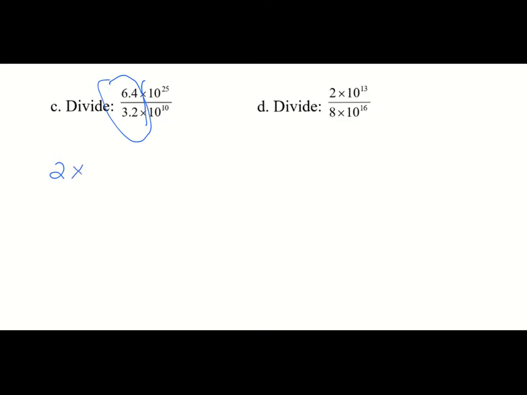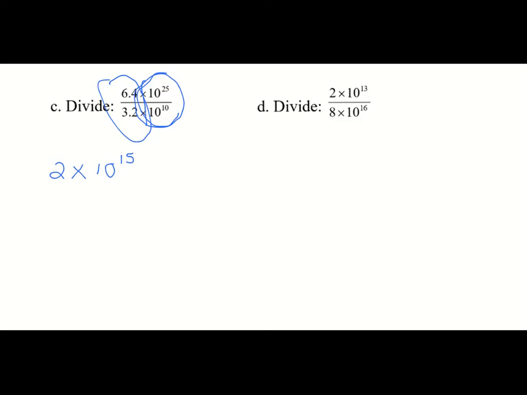Times, and then here, remember, we are dividing powers with the same base. So instead of adding those exponents, we are going to subtract them. So we're going to have 2 times 10 to the 15th power here, because 25 minus 10 is 15. And that's our final answer. We're all done.